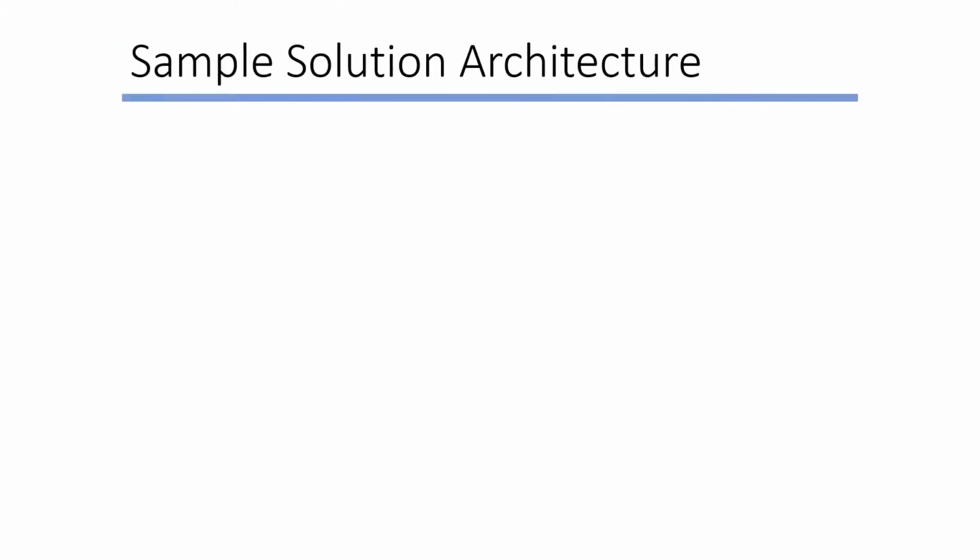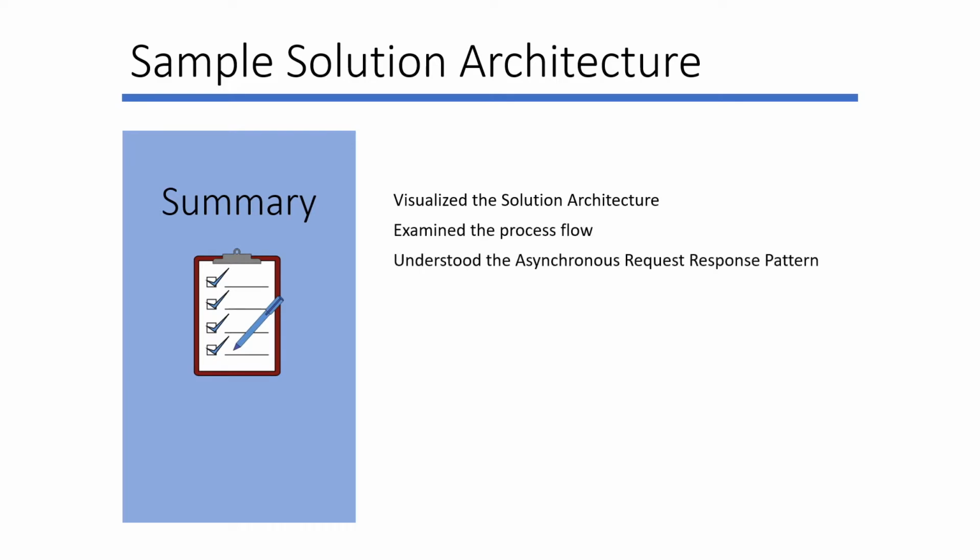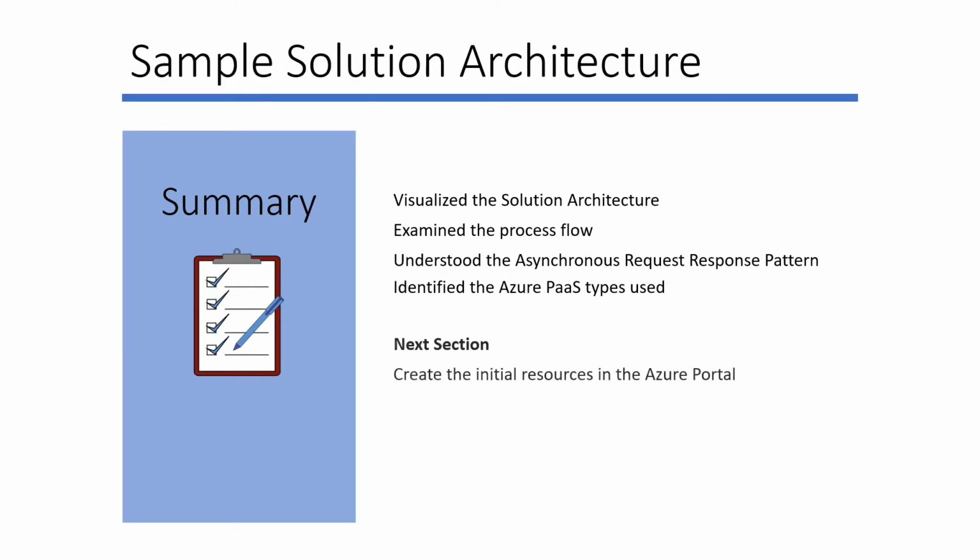So let's recap what we did in this section. We visualized the solution architecture. We examined the process flow. We understood the asynchronous request response pattern. We identified the Azure PaaS types used. In the next section, we will create the initial resources in the Azure Portal.